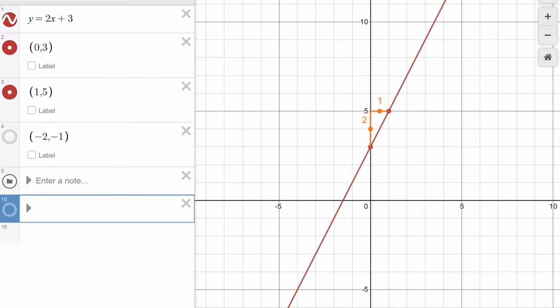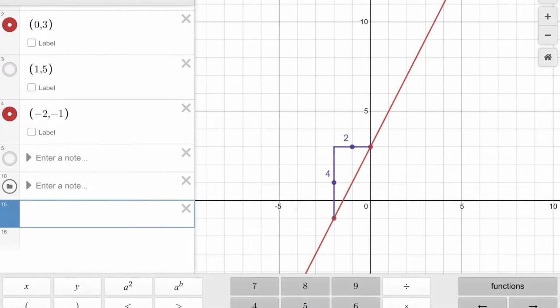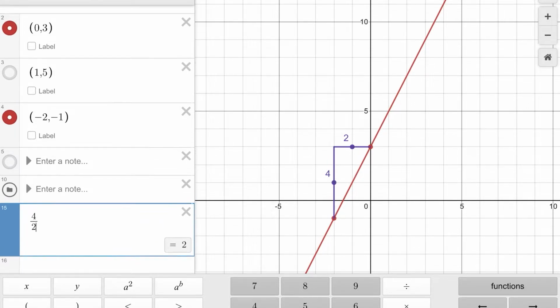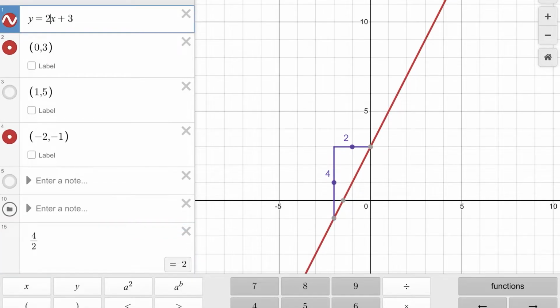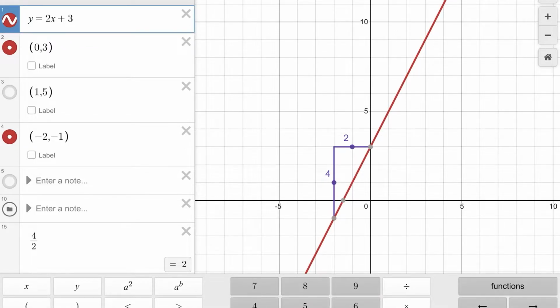Also, I could actually just put in a different point. Same thing when I draw in the rise and the run here. The rise here is 4, the run is 2, so I'd do 4 over 2, and I would still get 2. And it's not a coincidence that in this equation the m, or the slope, or the rate of change that we have here is 2. So this graph tells us what the slope is going to be in the equation.